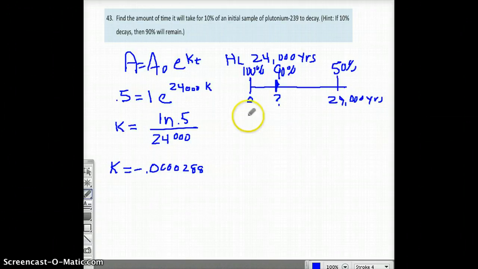Now here's what's going on. At time equals 0, there's 100%. At 24,000 years, there's half of it left, or 50%. Find the amount of time it will take for 10% to decay. That means if 10% is gone, 90% is there. So we want to know that time. Obviously, it's less than 24,000. How about we guess 10,000? Could we find it? Yes, we can.